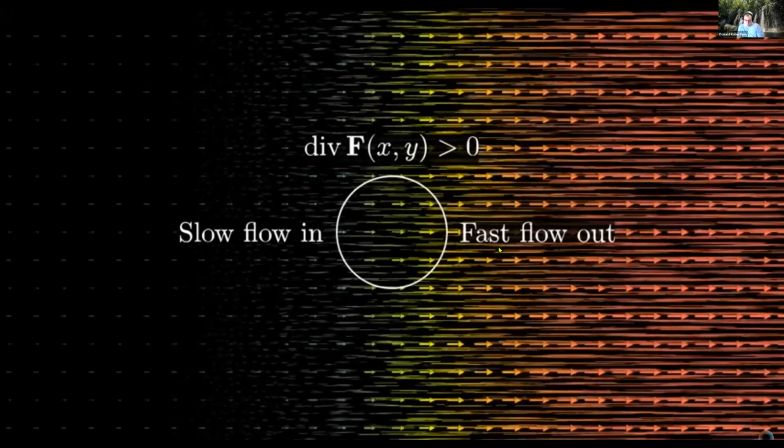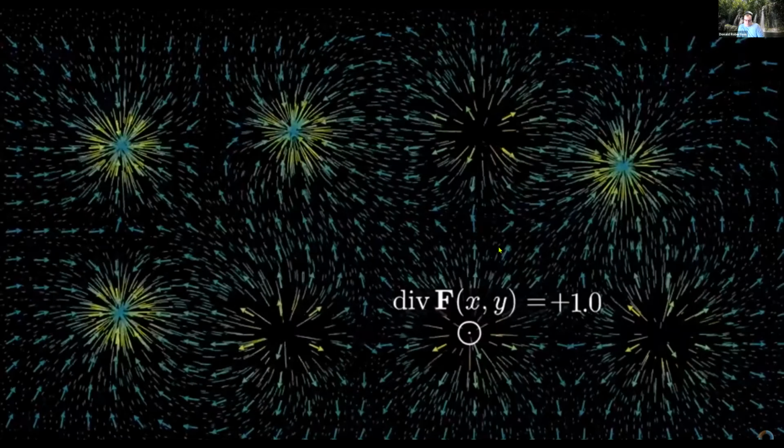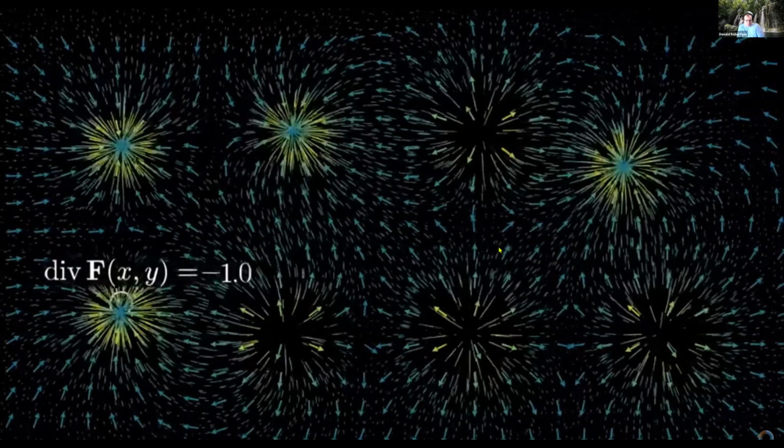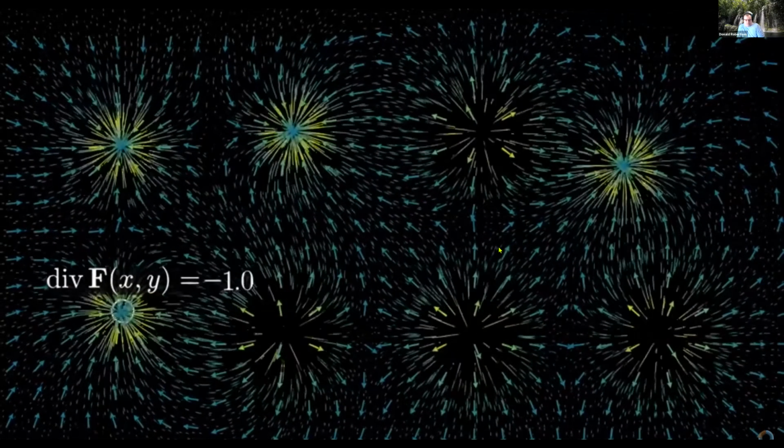Now on the flip side, if in a small region around a point there seems to be more fluid flowing into it than out of it, the divergence at that point would be a negative number.